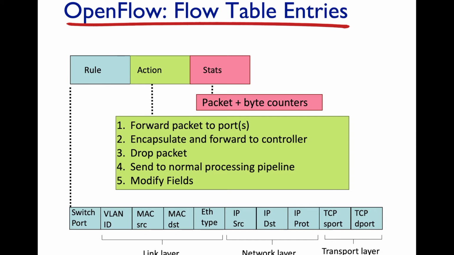You can send through the normal processing pipeline, matching based on the destination IP address, send out a port number, or you can modify fields. That rewriting, it can act like a NAT. And so let's take a look at the set of rules. The set of rules span the link layer, including the MAC address, which we'll learn a little bit later, virtual LAN and Ethernet type, network layer, the source and destination IP address, and the upper layer protocol to which this datagram is delivered, as well as the source port, destination port in the transport layer.